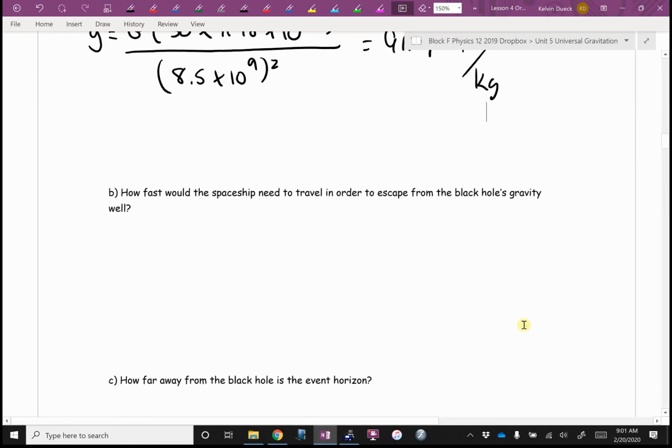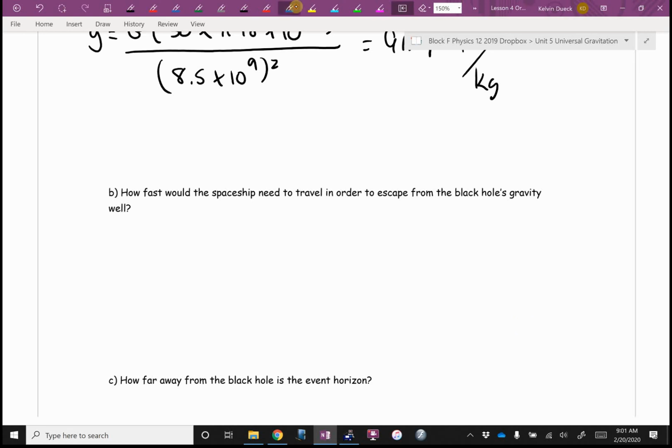Part B says, how fast would the spaceship need to travel in order to escape from the black hole's gravity well? Don't look back. Just for practice, because this is what you would have to do on a test, let's derive this from scratch. Escape, I think it's asking me to find escape velocity, speed. How did we find escape velocity? Speed. What did we use first?